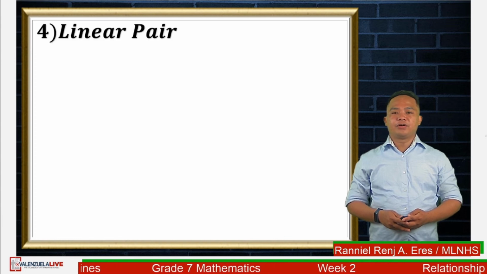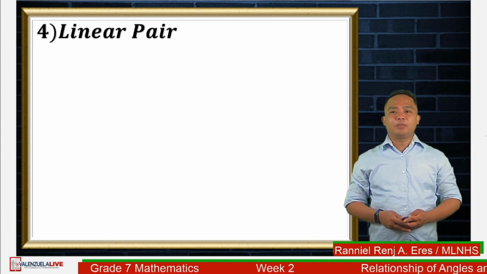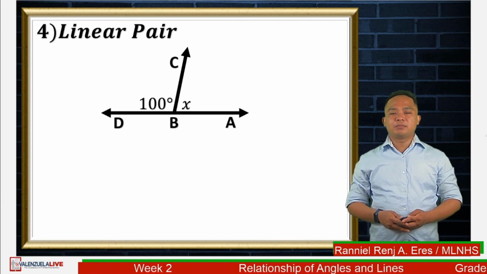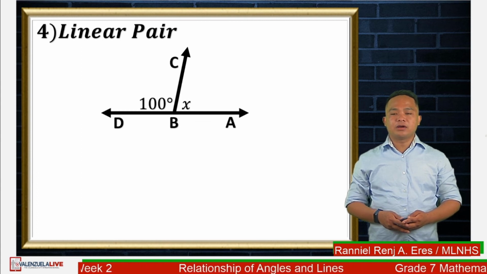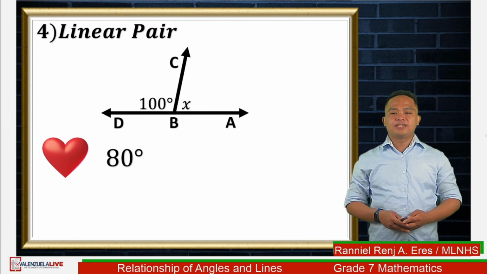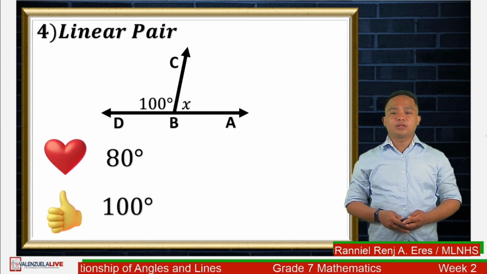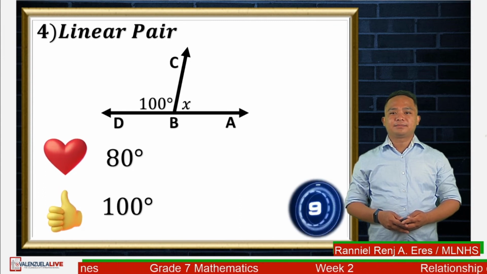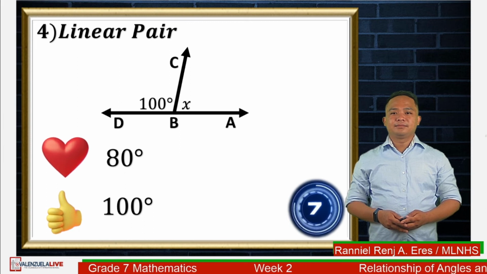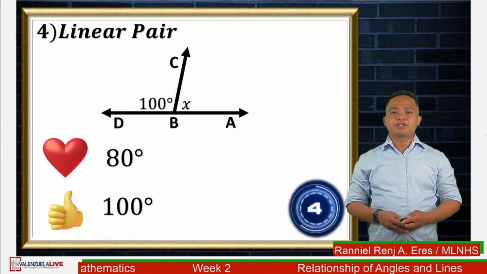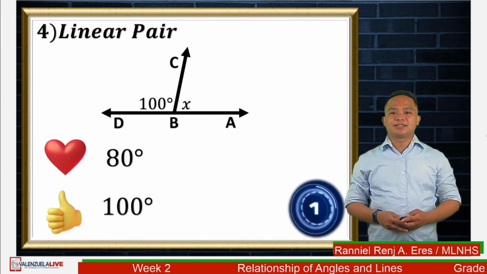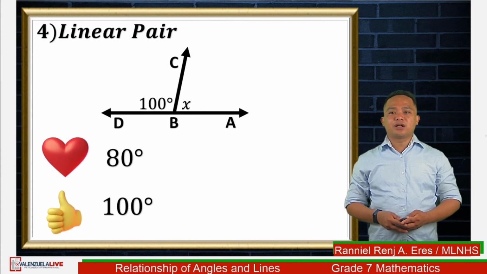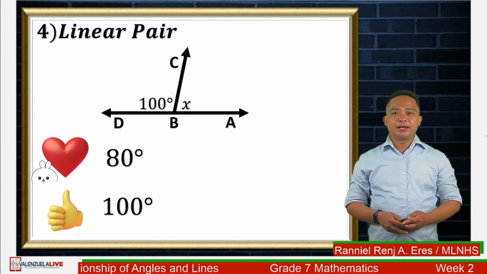Number 4. The angles are said to be a linear pair. Our angle DBC is 100 degrees, but our angle ABC is missing. What must be the value of our x? Is it heart, 80 degrees, or thumbs up, 100 degrees? Your 10 seconds starts now. Again, use our comment box as your way of sharing answers. Okay, so if you answered heart, 80, that's correct.